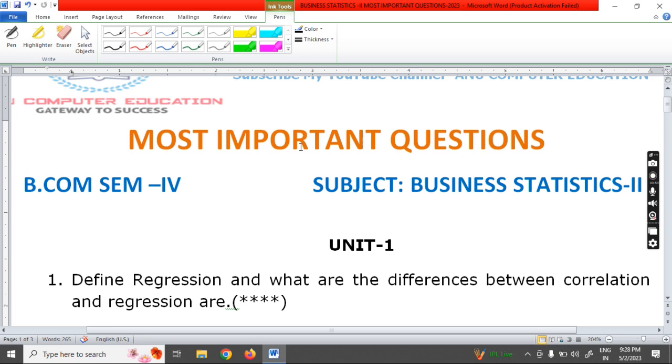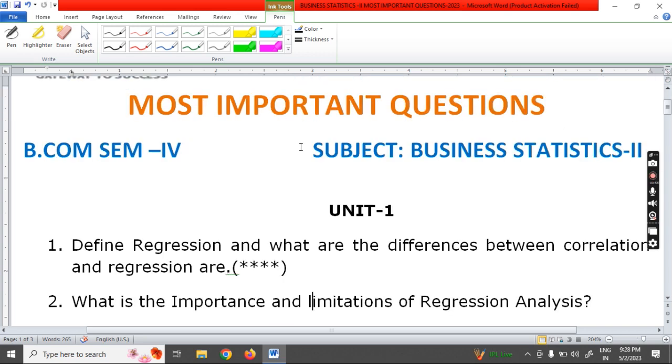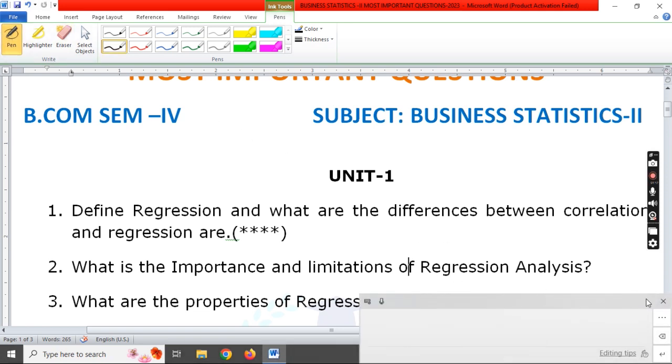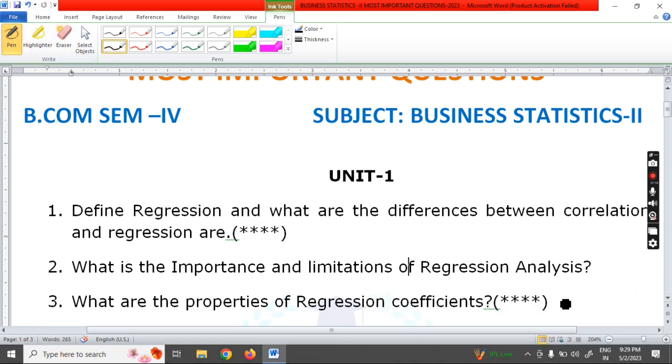So you have to write the differences between correlation and regression. Now next, the meaning, importance and limitations of regression analysis. The first question is very important, and the questions I am giving with a star, at least the star questions, are important. Next comes the concept of the meaning of regression coefficient. This is an important question.